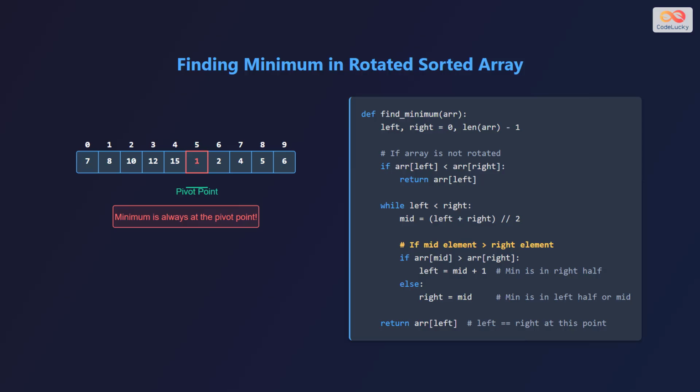Here is the code implementation. If the array is not rotated, that is, if the element at left is less than the element at right, return the element at left. While left is less than right, calculate mid. If the element at mid is greater than the element at right, it means the minimum element is in the right half, so set left to mid + 1. Otherwise, the minimum element is in the left half or is the mid element itself, so set right to mid. When the loop finishes, left will be equal to right, pointing to the minimum element. So return the element at left.